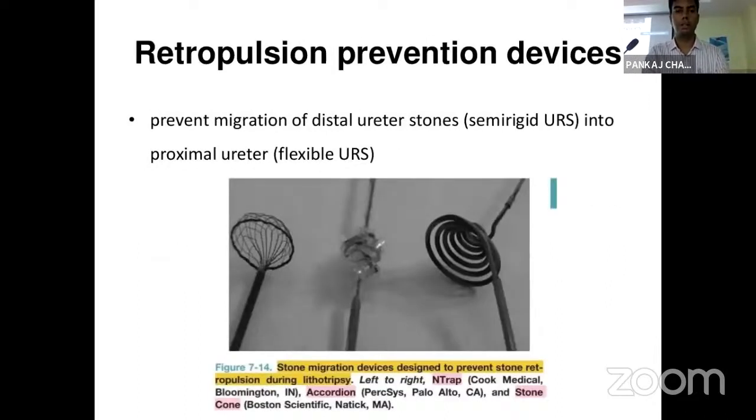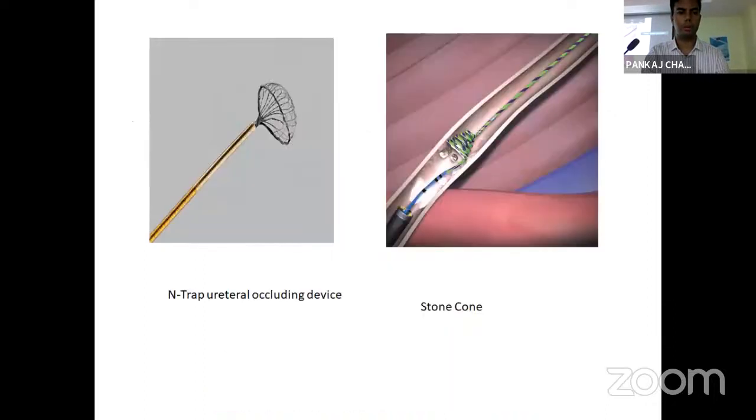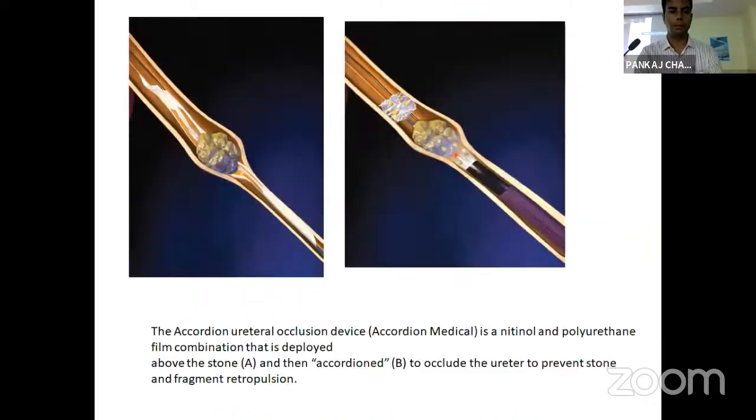Retropulsion prevention devices prevent migration of distal ureter stone in semi-rigid URSL into the proximal ureter. Stone migration devices are designed to prevent stone retropulsion during lithotripsy. Examples are the Entrap ureteral occluding device, Stone Cone, and the Escape basket. The Accordion ureteral occlusion device shown here is a nitinol and polyurethane film combination that is applied above the stone and then expanded like an accordion to occlude the ureter to prevent stone and fragment retropulsion.